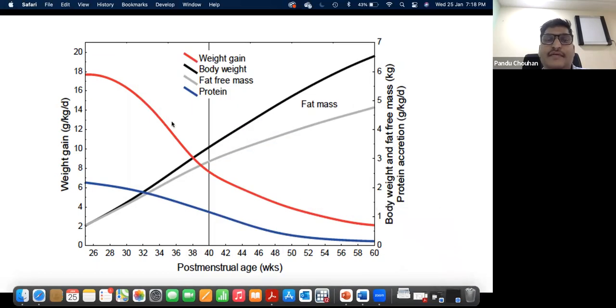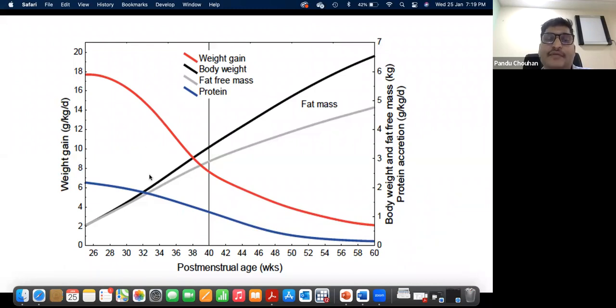Let us discuss this graph. This graph shows us the intrauterine growth as well as immediate postnatal growth. On the horizontal axis we have postmenstrual age in weeks, and on the vertical axis we have weight gain in gram per kg per day. So let us look at the weight. Weight gain is doubling in the last trimester, the last 8 weeks. Weight gain is doubled, and it follows the same trajectory even after the postnatal period.